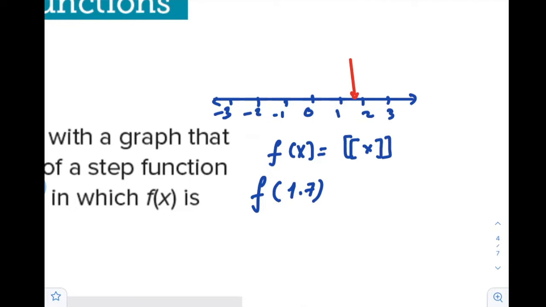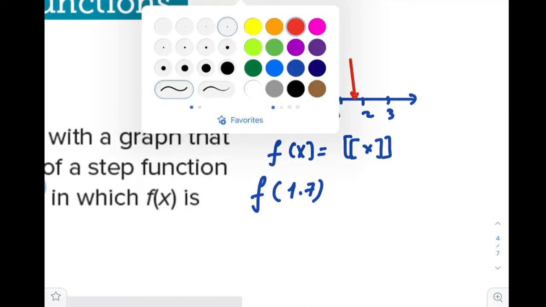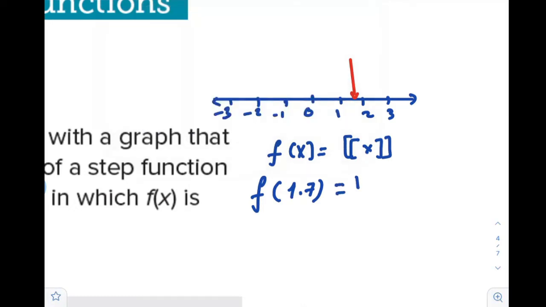It's not rounding. Don't say 2, that's wrong. You have to go down, less than, not more than. Even if it's 1.9999, the greatest integer will be 1. So for this exercise, the greatest integer will be 1.